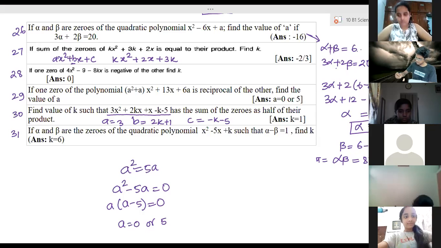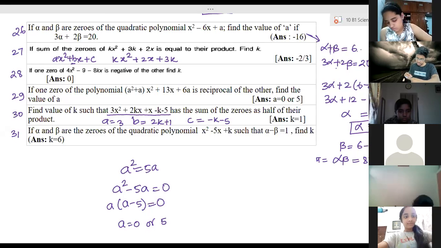Ma'am, and 31, it's alpha is equal to 1 plus beta, right? No, alpha is equal to 1 plus beta, okay? Then alpha plus beta, whatever value comes. How? Alpha minus beta is equal to 1. And what is alpha plus beta? Alpha plus beta is 5. Why? Add both the equations, you will get the alpha value.